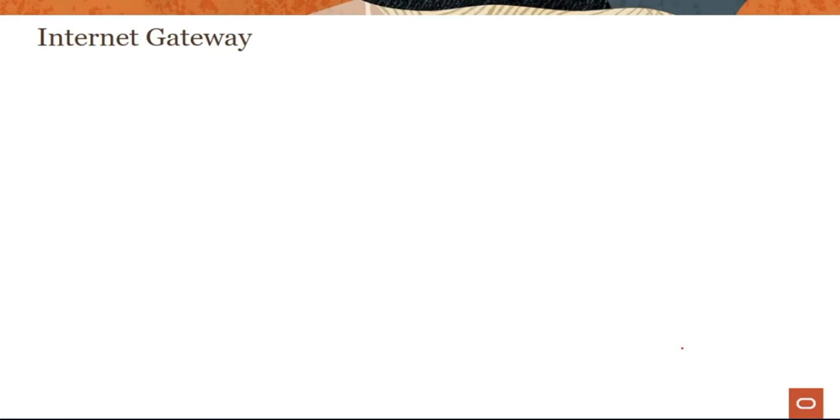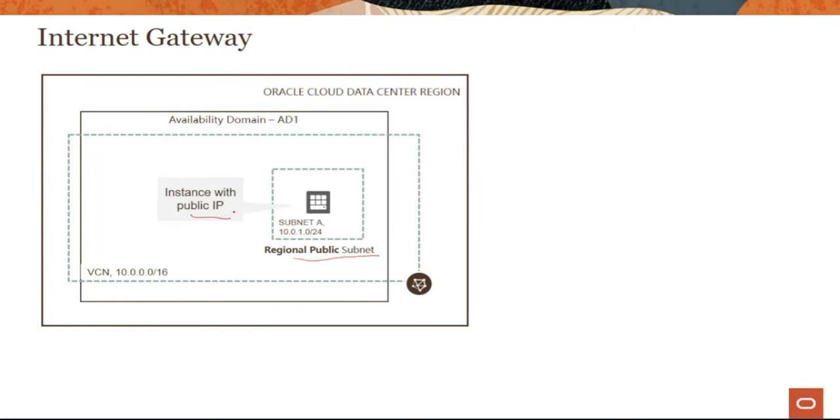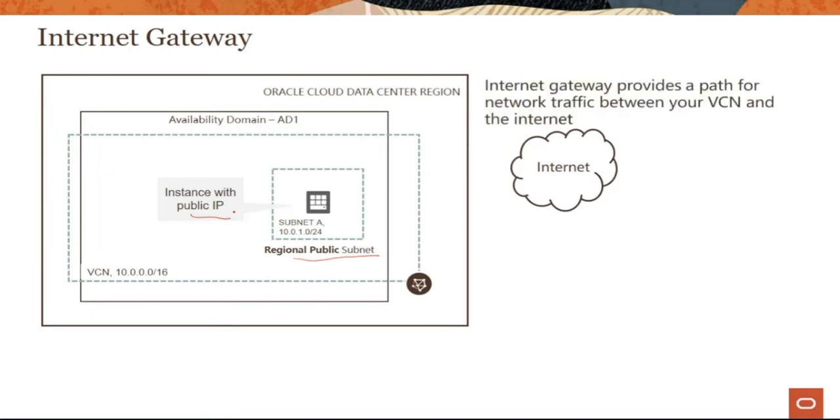OCI VCN service. The first gateway is called the internet gateway, and as the name specifies, it's a gateway which takes traffic in and out from a public subnet. As we had seen in the previous slides, we have a public subnet here, can be regional or AD specific, and there is an instance which has a public IP. Now it can be a web server or a load balancer. You are running your own load balancer, those use cases, but it has a public IP. And of course, if it's a web server, we want users to access it, or if it's a load balancer, we want users to access it.